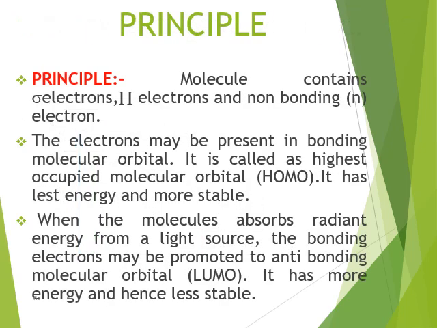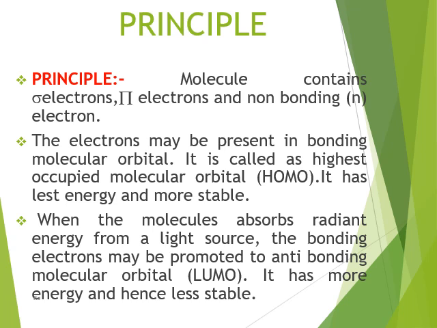We know that molecules contain electrons. The electrons may be present in a bonding molecular orbital, called the highest occupied molecular orbital, HOMO: Highest, Occupied, Molecular, Orbital. It has the least energy and is more stable. That is the ground state, as I have been explaining.